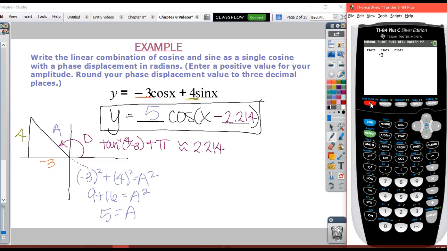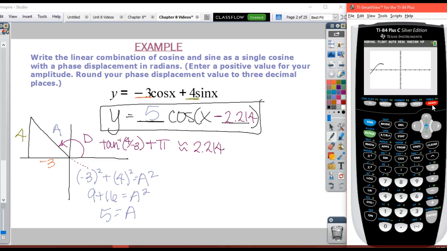So to verify that, I'm going to go ahead and turn off these first two graphs so we have a little less to look at. And I'm going to graph now my single cosine function, which is 5 cosine, I have an extra set of parentheses there, of x minus 2.214. And if we did this correctly, these two graphs should be the same exact graph.